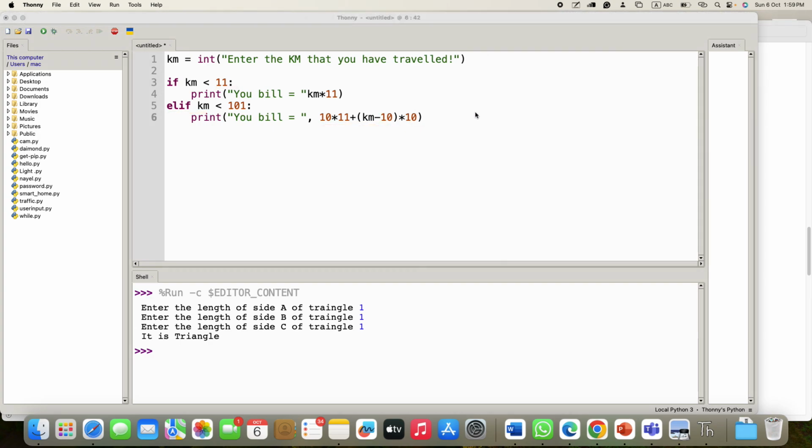But if that's not the case, then what is the case? The case is else. Else it means that the kilometer is more than 100, right? It's not less than 101. It's not 100. It's more than 100. So that would be simple.